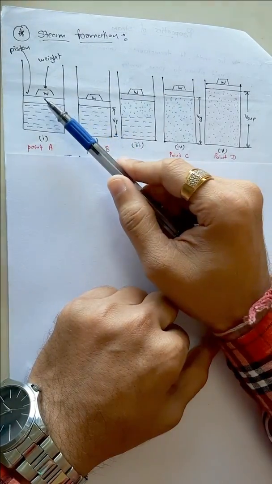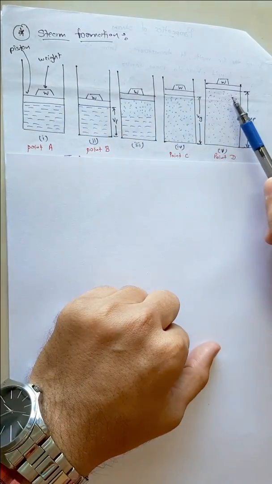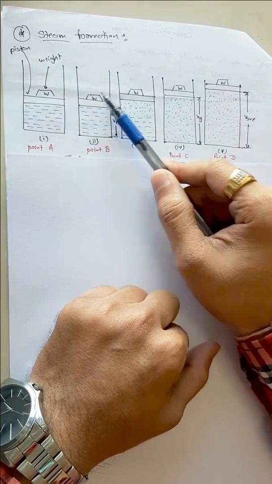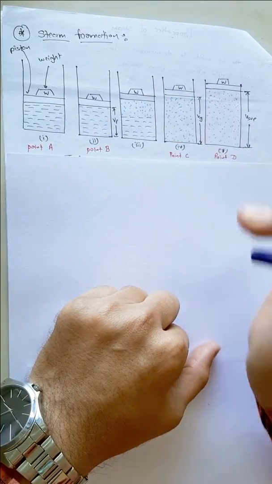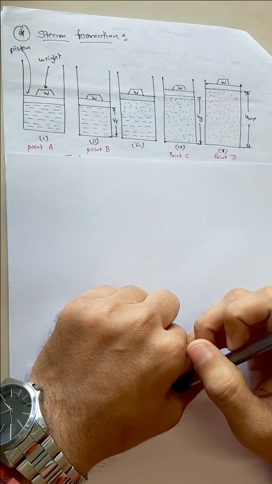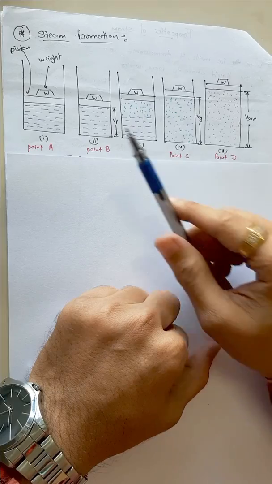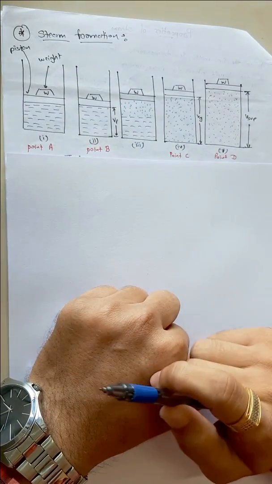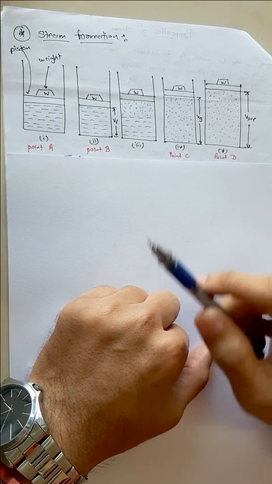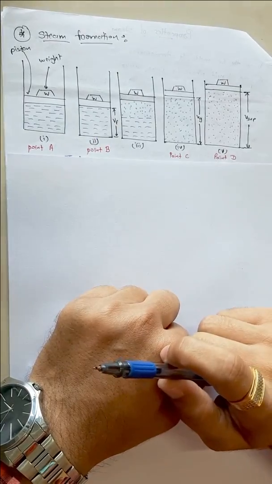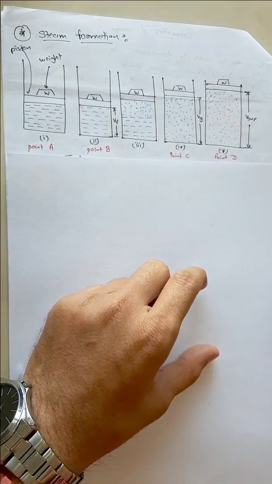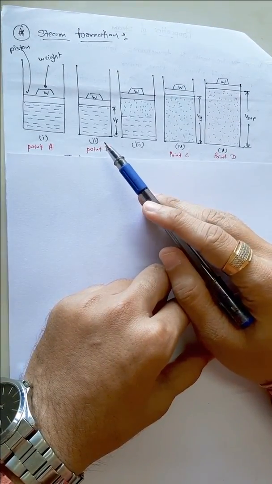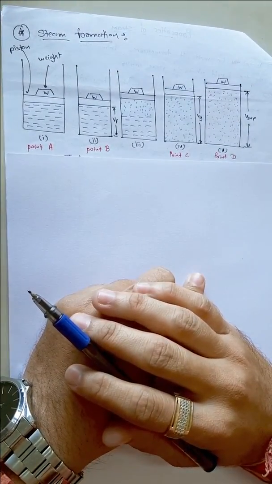As you can see, throughout the process we are not changing the weight, and neither are we changing the cross-sectional area of this cylinder. So pressure will remain constant throughout the process. As we have said, at point A we have selected water at 0 degrees Celsius. Now we will provide heat to that cylinder.